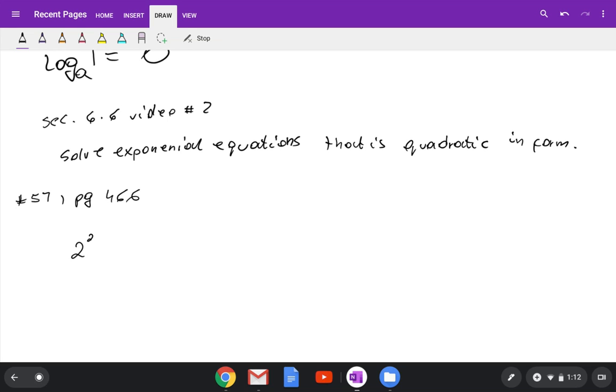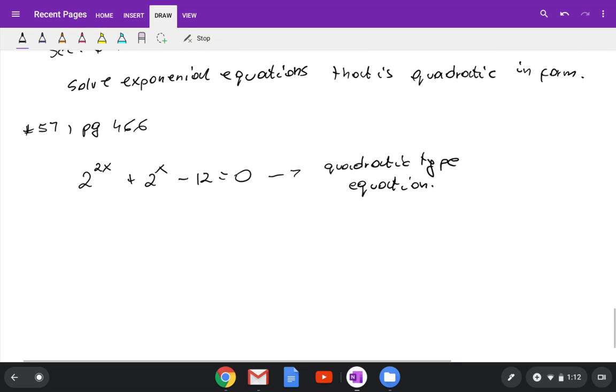We have 2 to the power of 2x plus 2 to the power of x minus 12 equals 0. So this is a quadratic type equation. And you're going to see it in a second because I'm going to rewrite it. So first of all, I want you to notice that 2 to the power of 2x, you can rewrite this as 2 to the power of x, squared. Okay, because let's review the power of a power property.